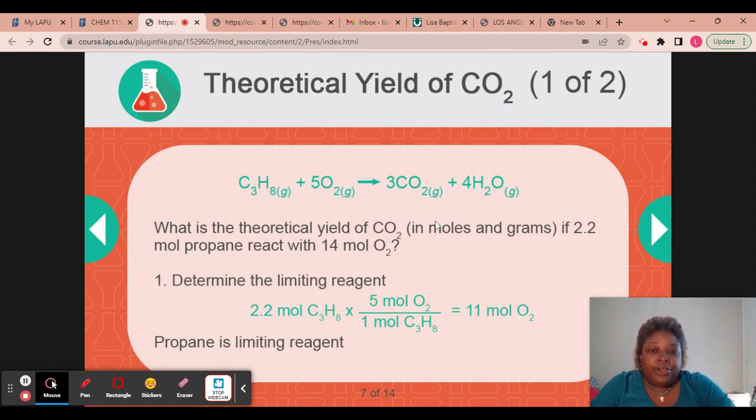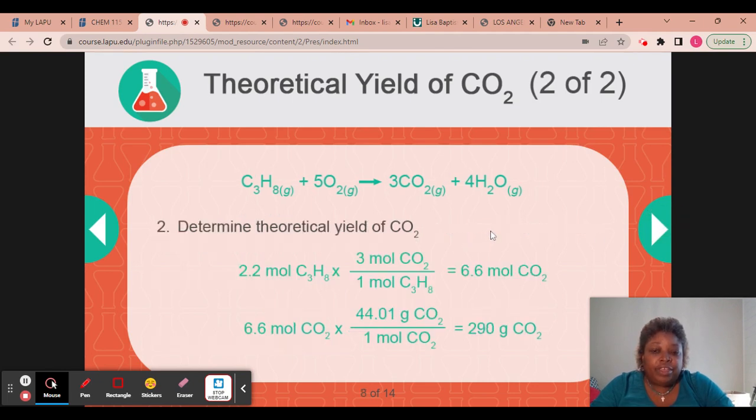And so we're going to again use our coefficients, the numbers that are in front of the substances. Remember again, if there's no number written, it's understood to be 1. So we have 5 moles of O2 over 1 mole of C3H8, which is propane. We get 11 moles of O2. Because the 2.2 moles only produces 11 moles of oxygen and we have 14 moles of oxygen, that tells us that the propane is the limiting reactant.